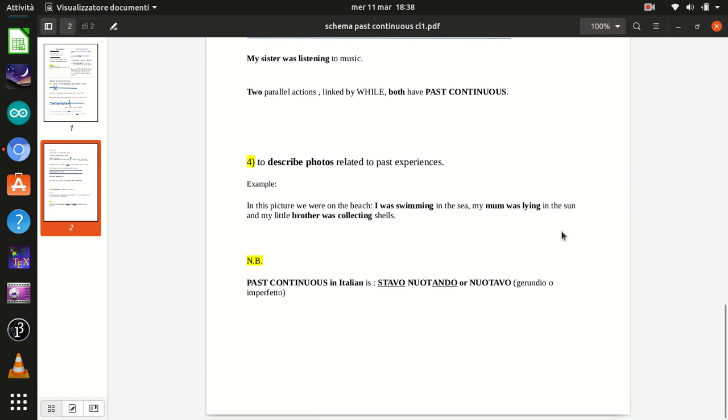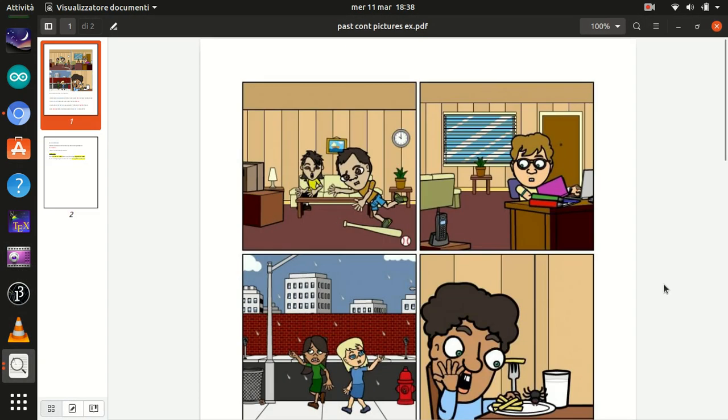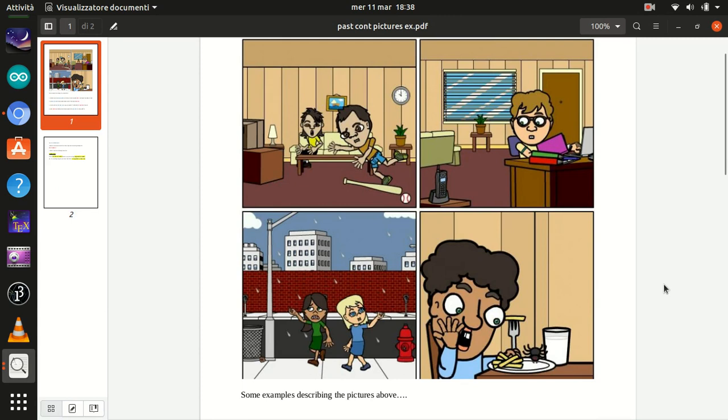You already know that we usually use present continuous to describe photos and pictures, but when these photos are about my past experience or history in general, we prefer to use past continuous. Now have a look at this second paper on which you've got some other pictures which want to exemplify the second situation, the most frequent one. The situation in which we've got an action which was happening and that was interrupted by a second action. So when we use both past continuous and past simple.